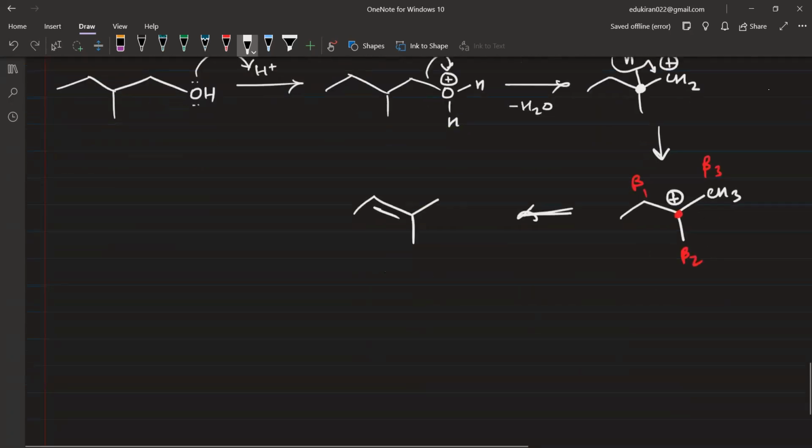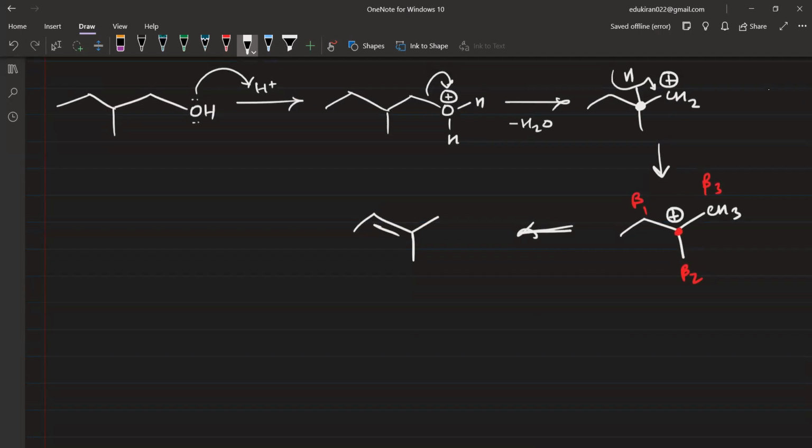एक similar example लिख लीजिए. OH. Okay. Oh, wait a second. Rather write the OH here.